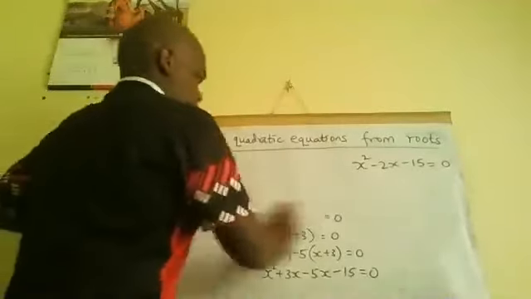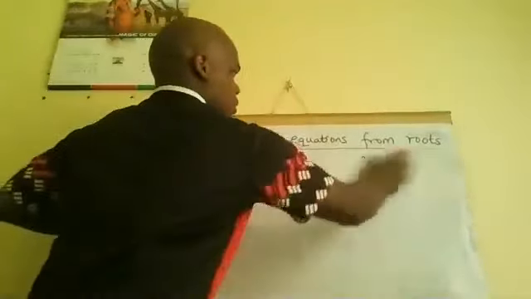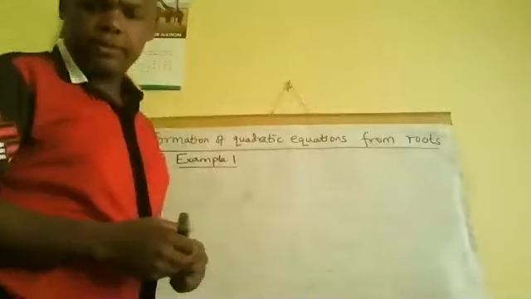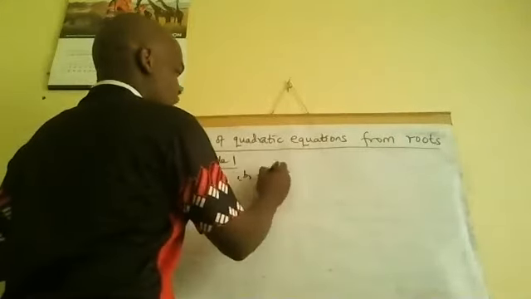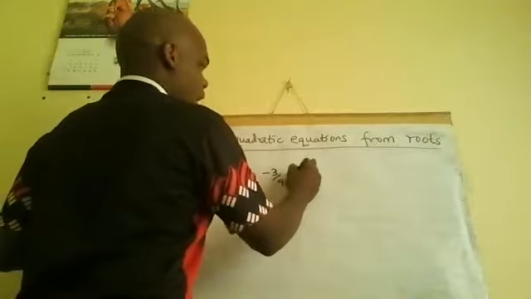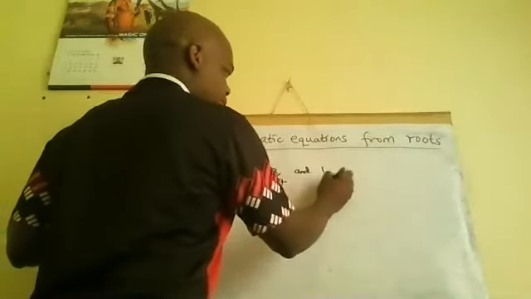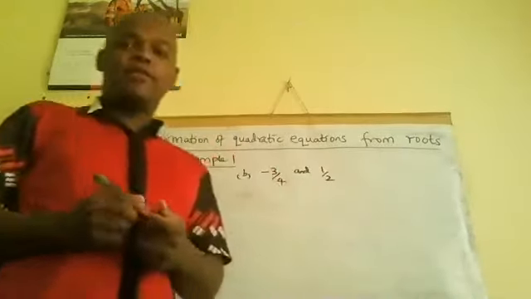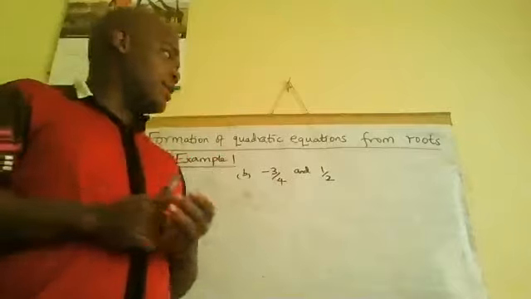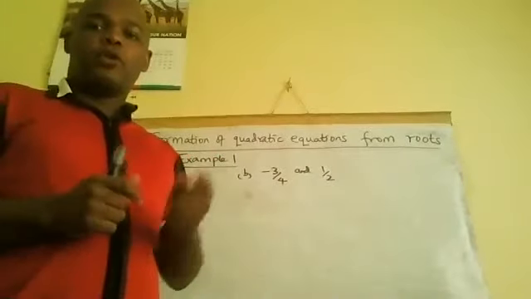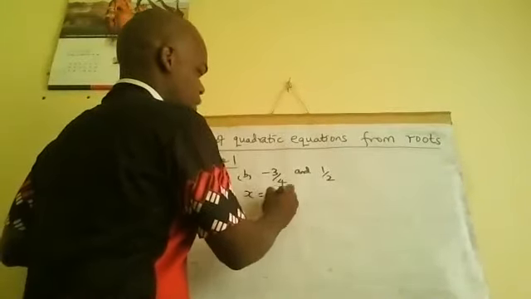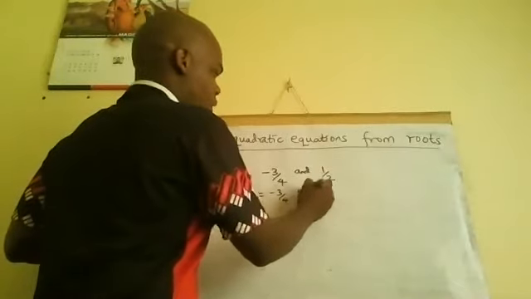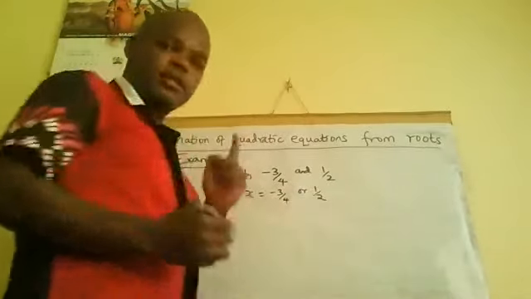So another one is -3/4 and a half. That means that my x is -3/4 or a half. So that's what we do.